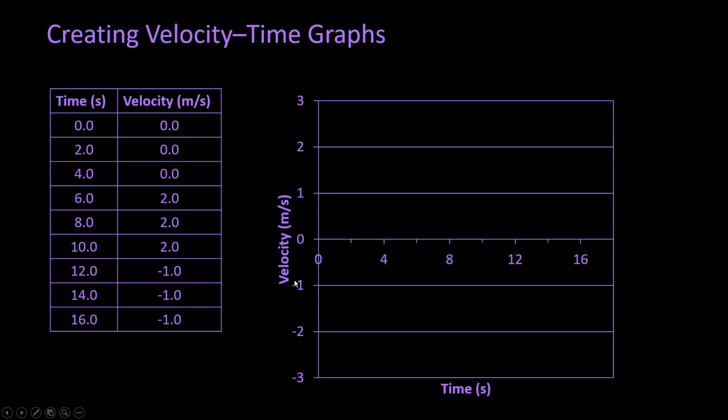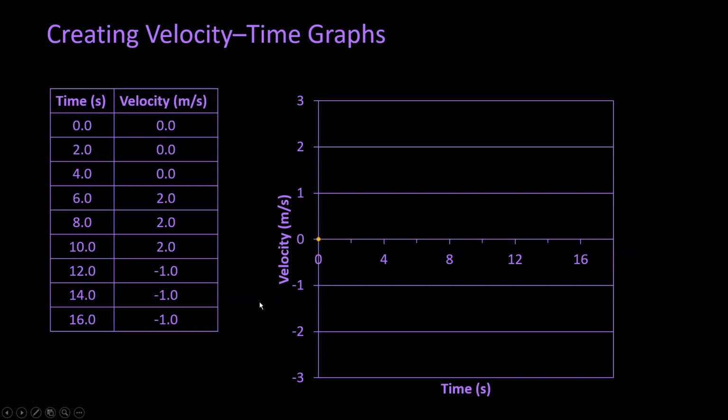Keep in mind though that the signs positive and negative have nothing to do with the value of this velocity, but everything to do with the direction. Positive velocity is moving rightward or upward. Negative velocity is moving downward or leftward. Let's go ahead and plot these points.